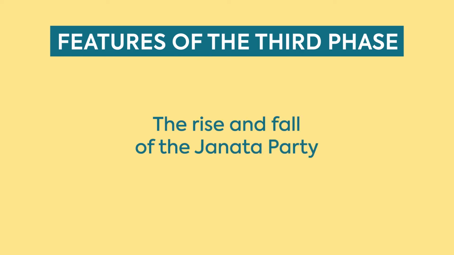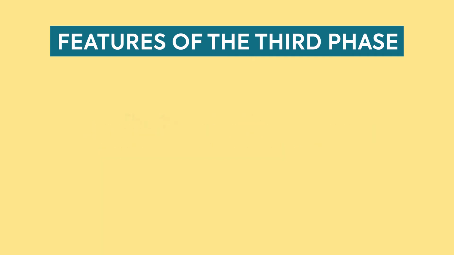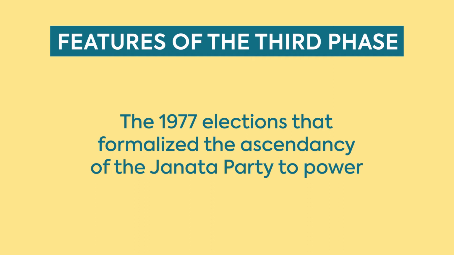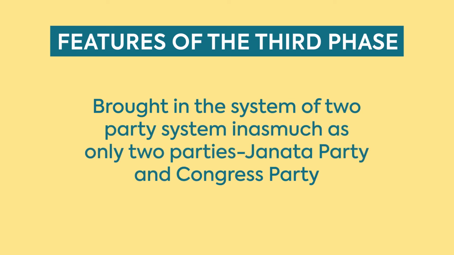Let us quickly summarize the features of the party system in the third phase. The third phase witnessed the rise and fall of the Janata Party. It witnessed the restoration of the Congress back to its clear majority. The 1977 elections formalized the ascendancy of Janata Party to power. It brought in the system of two-party system where there was one, the Indian National Congress, and the other one, the Janata Party. Now, coming to the fragmentation of the Janata Party, which also occurred during the late 1980s.